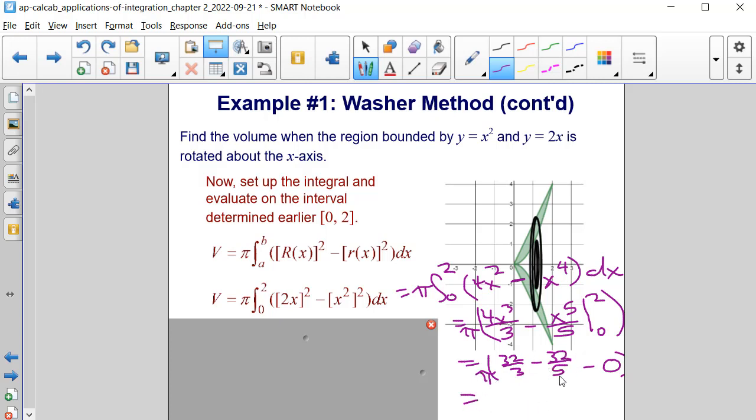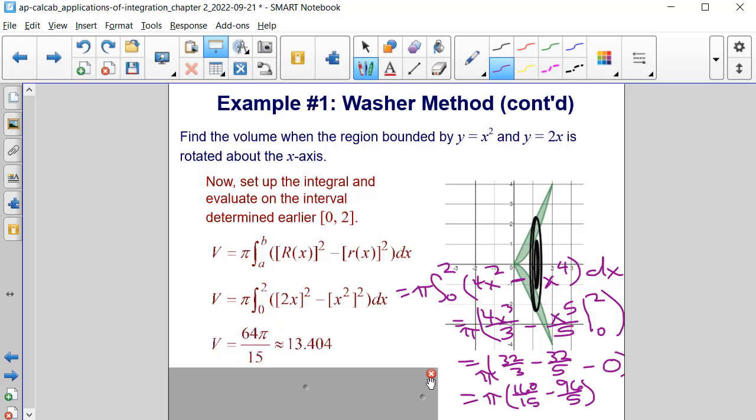Our common denominator is going to be 15, so we still have pi, and then we have 160 over 15 minus 96 over 15. And when we do the subtraction, we end up getting 64 over 15 times pi, or 64 pi over 15, which is approximately equal to 13 and about 404 thousandths.